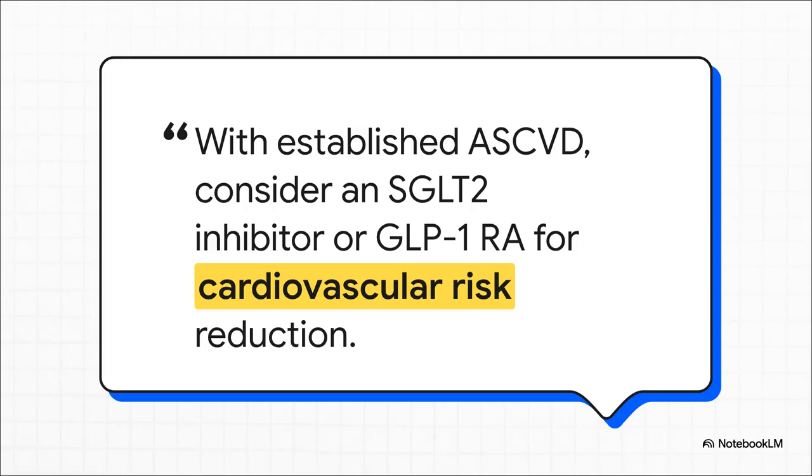This quote right here from the ADA guidelines says it all. If your patient has heart disease, heart failure, or kidney disease, you should be reaching for an SGLT2 inhibitor or a GLP-1 agonist. And here's the mind-blowing part. You do this even if their A1C is already at goal. Let me say that again. It's not about the sugar anymore. It's about protecting the heart and kidneys.